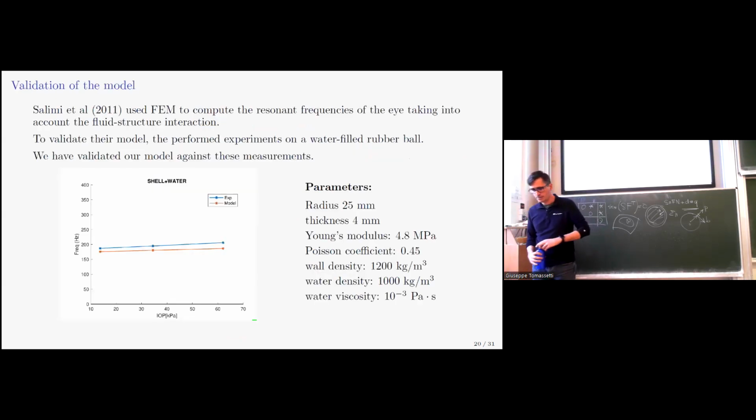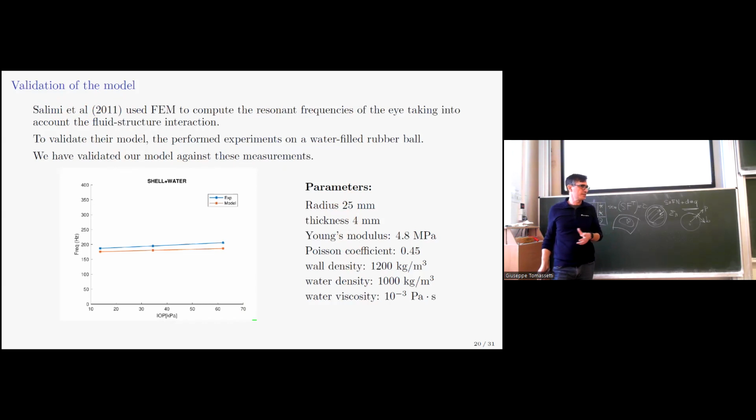Okay, so we wrote a MATLAB code to find those roots, and we compared the results with what we could find from a paper related to eye vibrations. In this case, those authors did some experimental measurements, which they compared with a finite element code, and to calibrate the code and to verify that the code was doing well, they made experiments on rubber balls. So they took 25 millimeter rubber balls with 4 millimeter thickness.